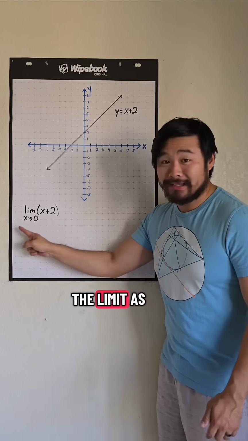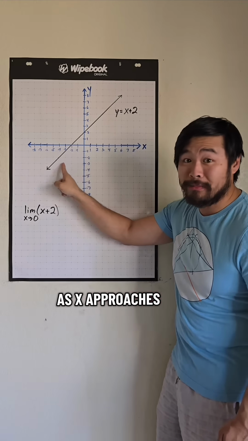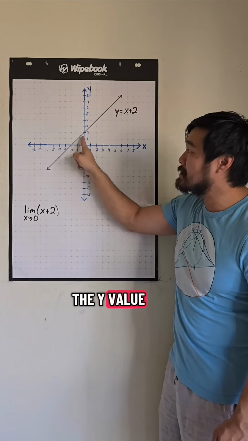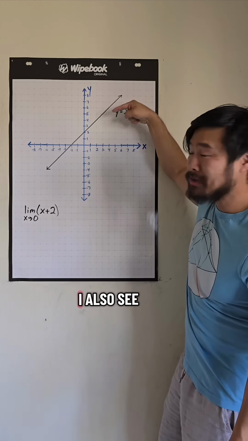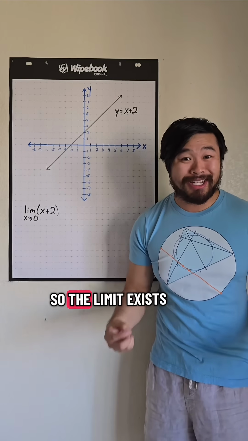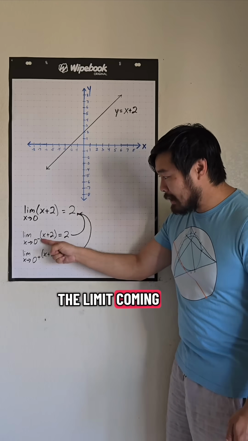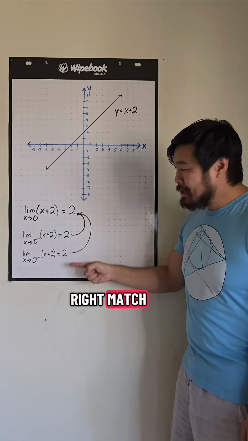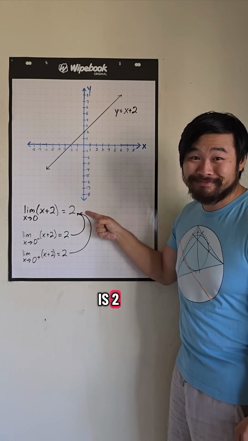So let's take a look at this example. We're looking for the limit as x approaches 0 of x plus 2. As x approaches 0 from the left, I see that the y value is approaching 2. And as x approaches 0 from the right, I also see that the y value is approaching 2. These values match, so the limit exists. And we can write it like this. The limit coming from the left and from the right match, so we say the limit as x approaches 0 of x plus 2 is 2.